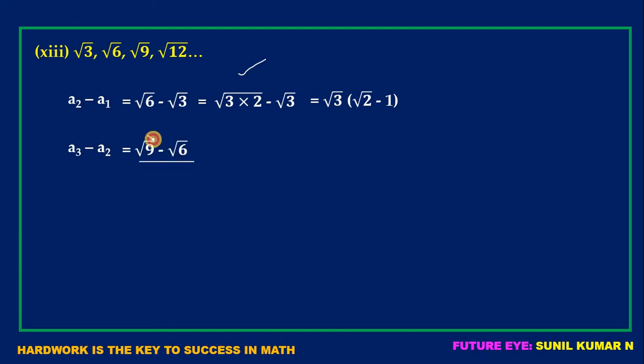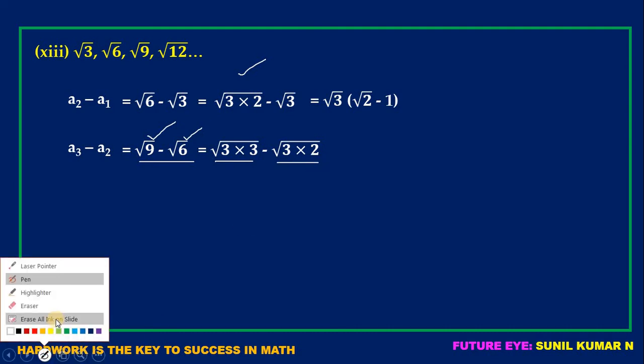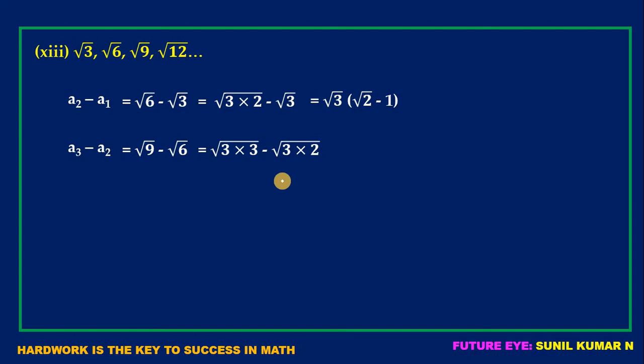Now root 9 we can write as root 3 into root 3, and root 6 we can write as root 3 into 2. Now what can you do? Root 3 again you can take as a common factor. As you take root 3 outside, another root 3 will be left out. That I have written here. And in the second place, if root 3 has gone out, only root 2 will be left.